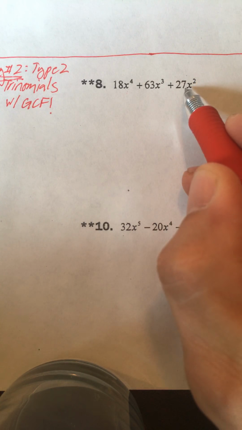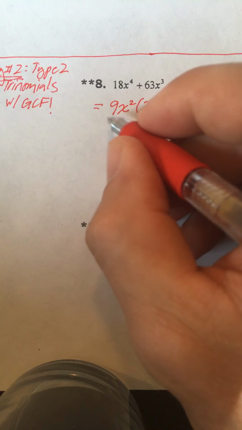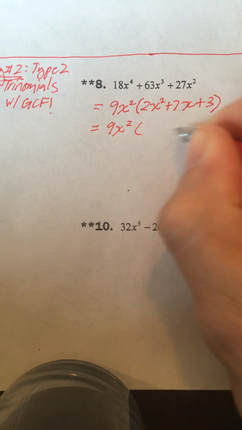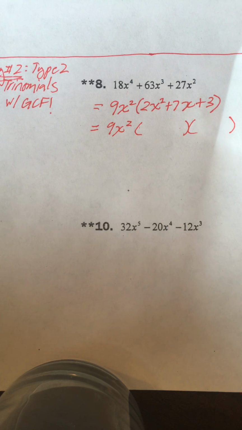Okay, and again, going back to the first lesson, this would be sufficient. We would be done. But now we're looking to put it in fully factored form by factoring this down even further. Factors of 2 are easy, 2x and x. And factors of 3 are easy. It's either going to be a 1 and a 3 or a 3 and a 1.